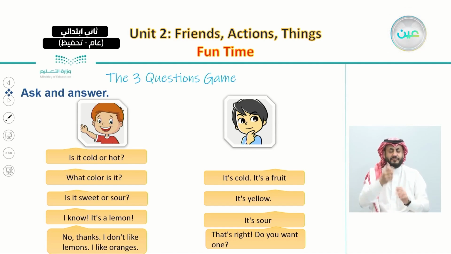So he asked him a question like, is it cold or hot? Ali said it's cold. What color is it? Ali said it's yellow. Is it sweet or sour? He said it's sour. So Saeed figures out that it is sour, it is yellow, and it is cold. Then it is a lemon.